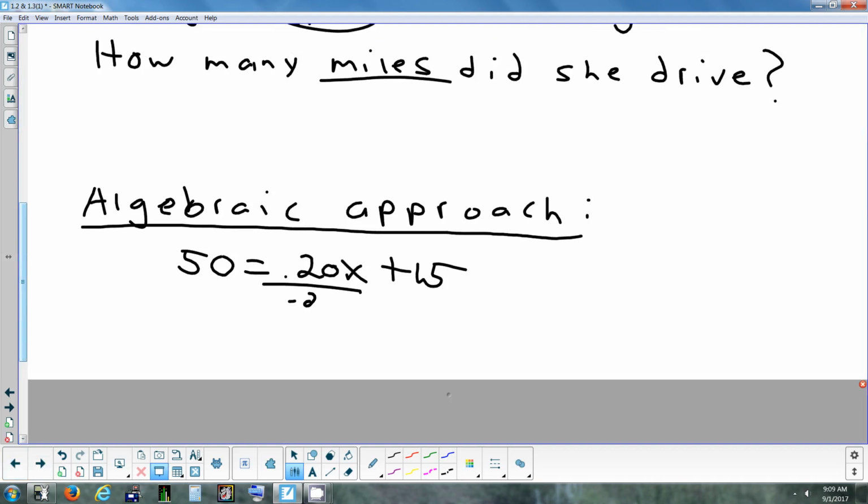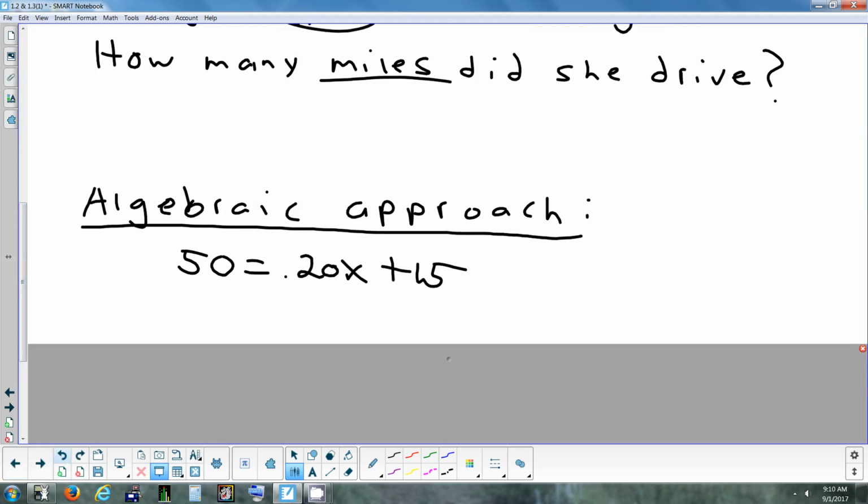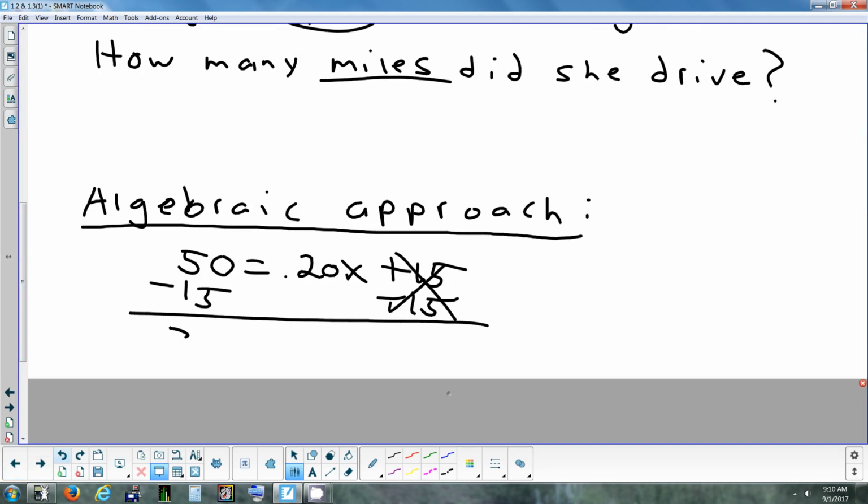So I'm going to divide by 0.2 and 0.2. Actually, whoops, that's wrong. I'm going to subtract 15 first. I'm already thinking of my next step. So subtract your 15 and you're going to get 35.